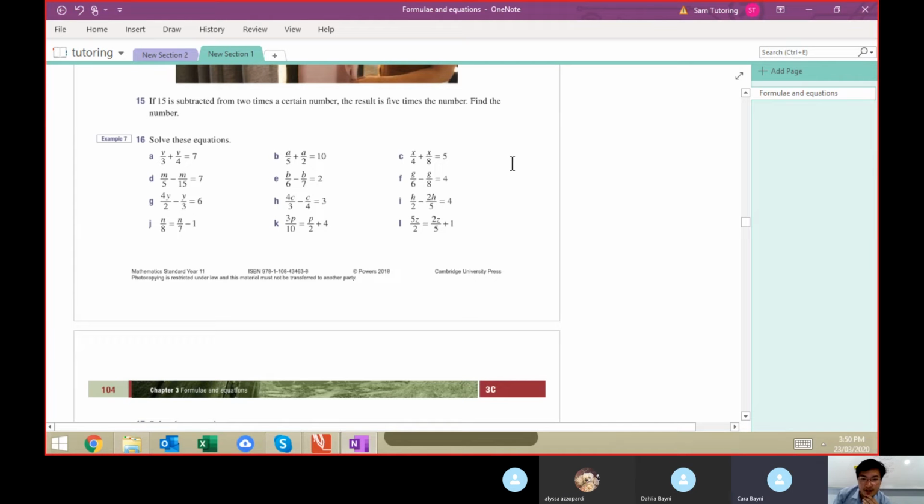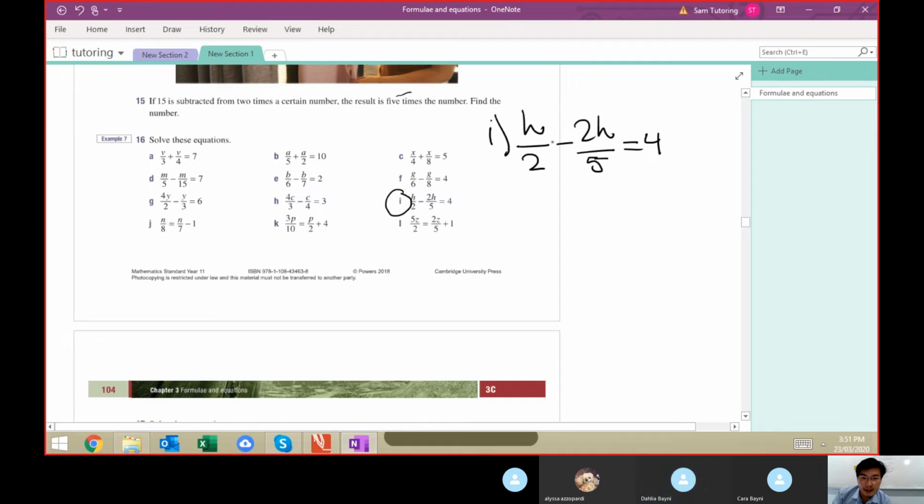How about these type of fractions? How would one do a question such as this? Question I, the one with negatives. h minus 2h on 5 is equivalent to 4. Any ideas? No one? Yeah, I don't know. Not too sure?